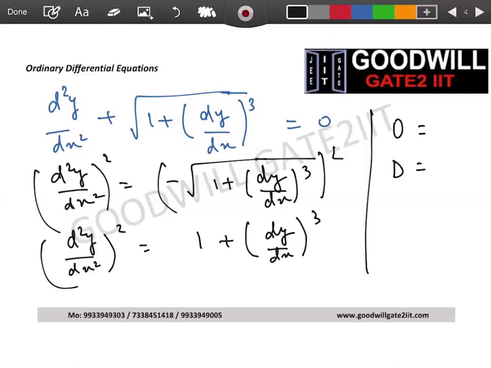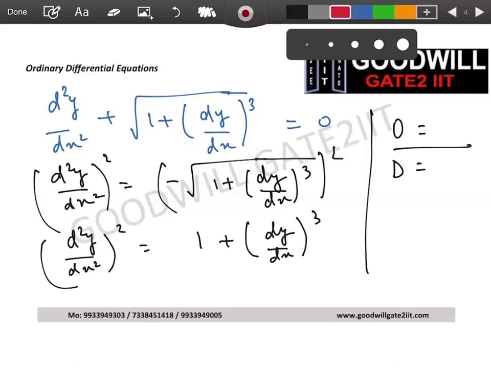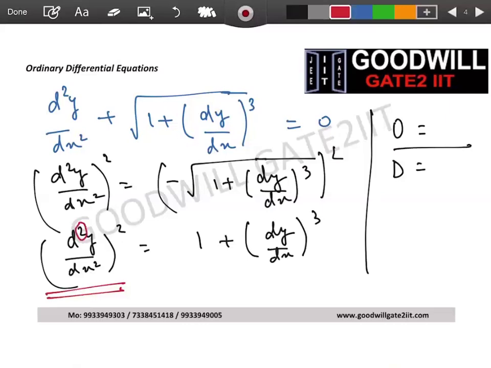Okay. So order of the differential equation will be order of the highest order derivative, that is d square y by dx square, and its order is 2. And degree of the differential equation will be degree of the highest order derivative, that is also 2. So order is 2 and degree is also 2, right? That's good to see that everybody is clear with this concept.